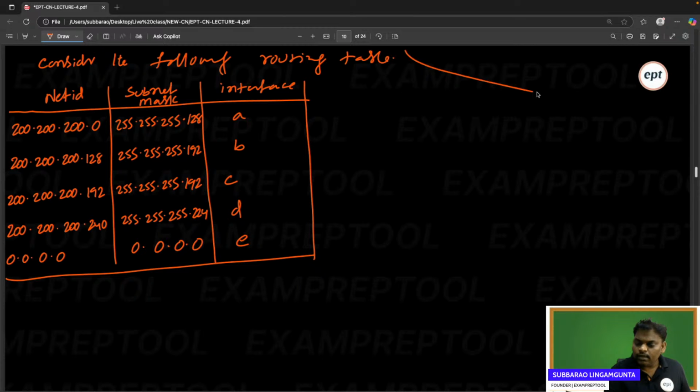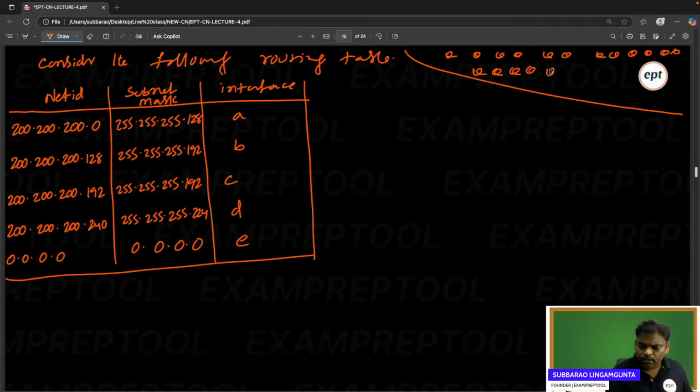Mostly this will come in the exam, this or something similar to it. 90% this will come. Every year I am observing this. If you want, you can verify: every year you will see one question on the routing table in the GATE paper.